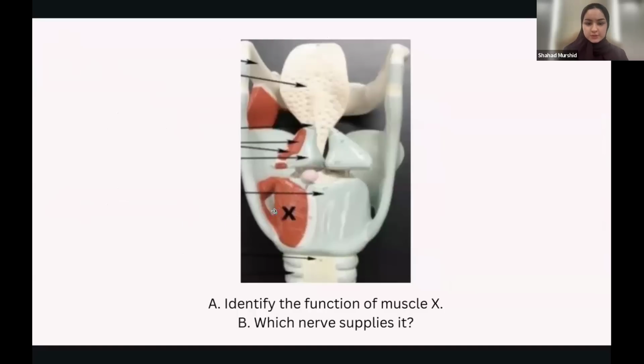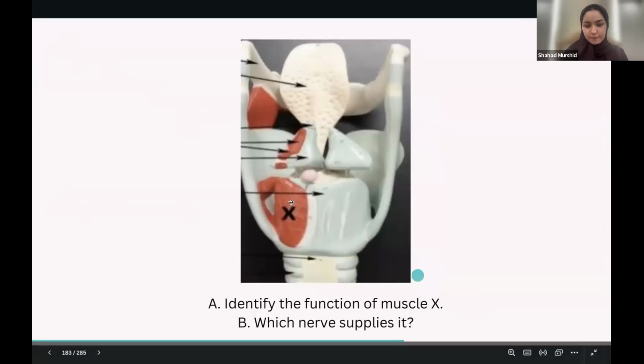Okay, now for the questions. So first, identify the function of muscle X.